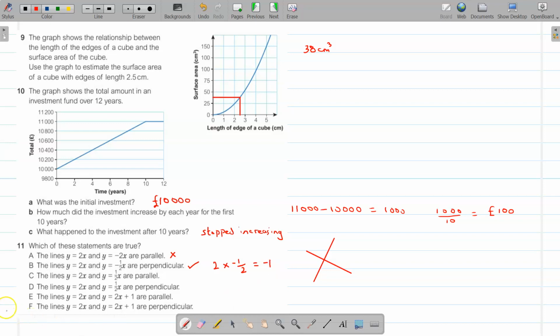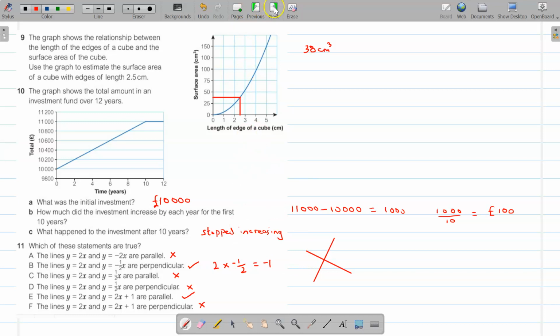Okay. C, the lines 2x and 1/2x are parallel. No, because they have different gradients. 2x and a half x are perpendicular? No, because one of those would have to be negative. 2x and 2x plus 1 are parallel? Yes, because they both have a gradient of 2. And 2x and 2x plus 1 are perpendicular? Well, no, because if they're parallel, they can't be perpendicular. So the correct ones are B and E.